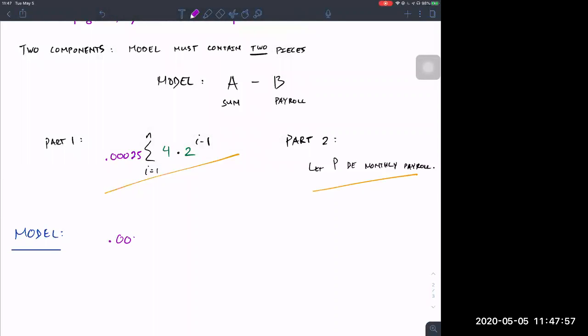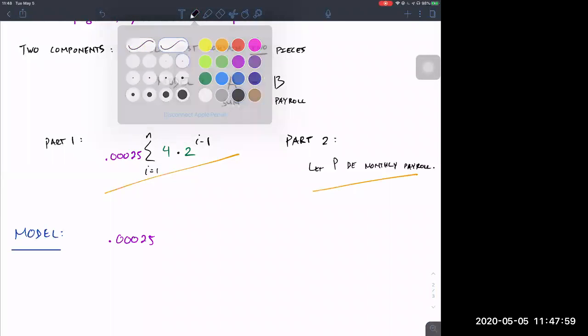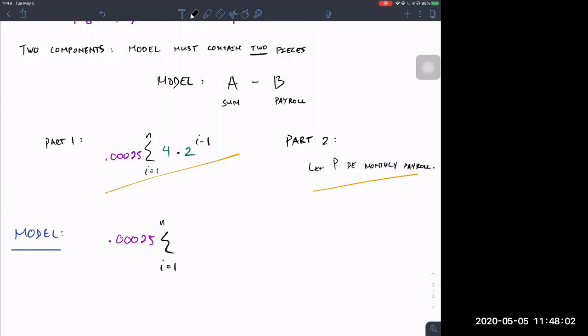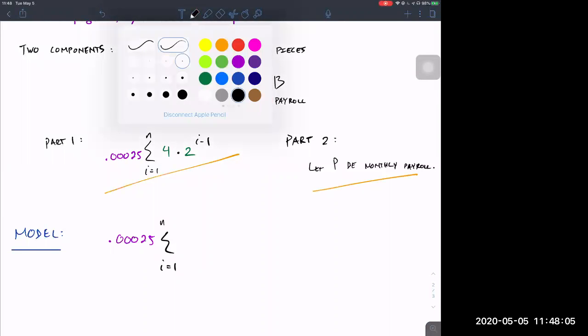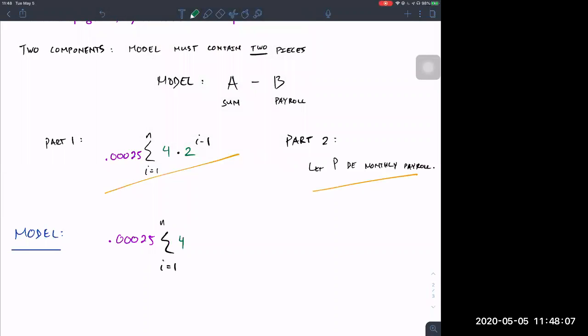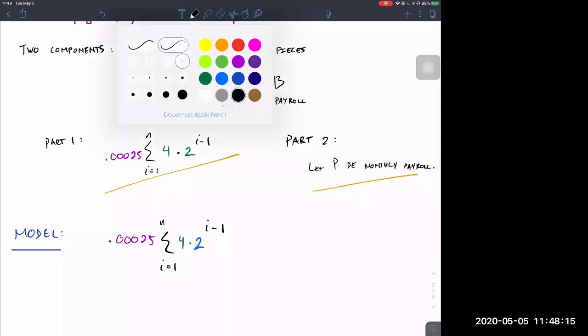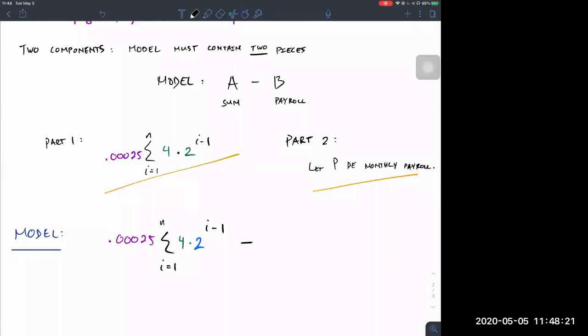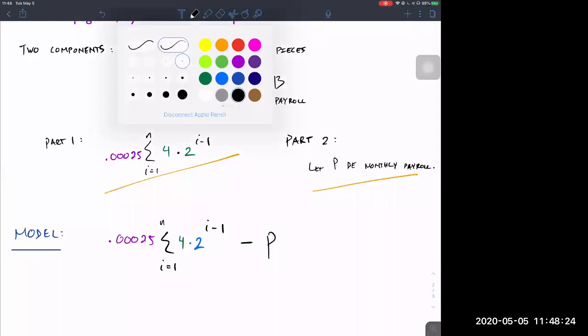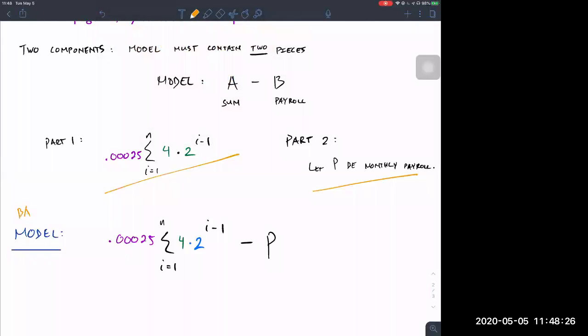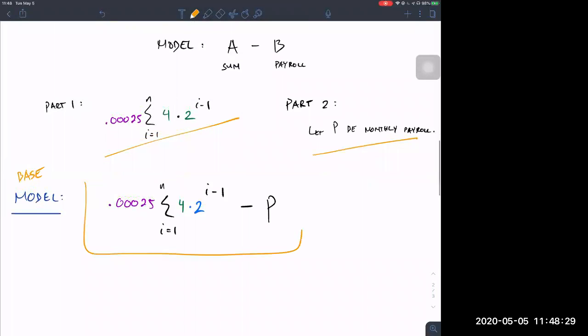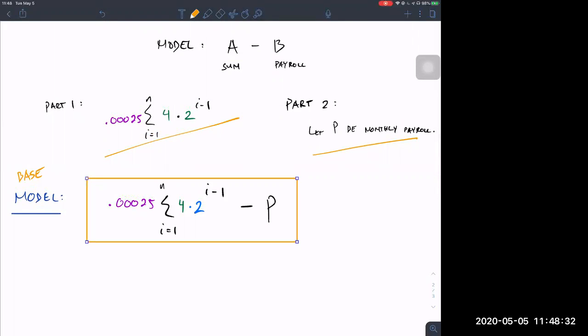It is 0.00025 summation i equals 1 to n. I'm going to change the colors here. So we'll leave 4 for the initial. Use this light blue for the growth, 2 to the i minus 1. And then this P, I can do it in black, that's fine, minus P. So this is your base model, as I call it. Base model. Thank you. Okay, base model.